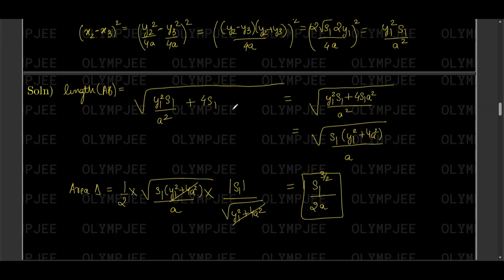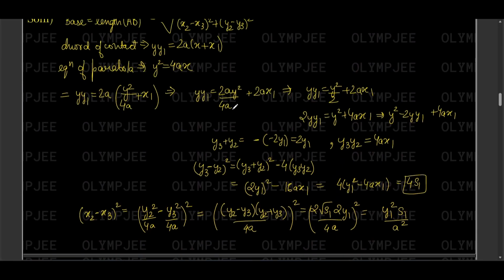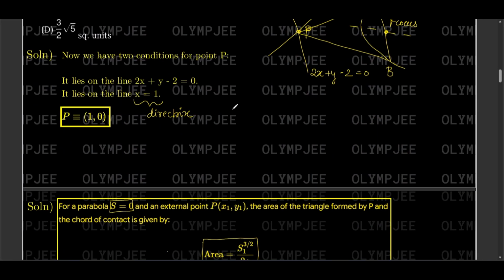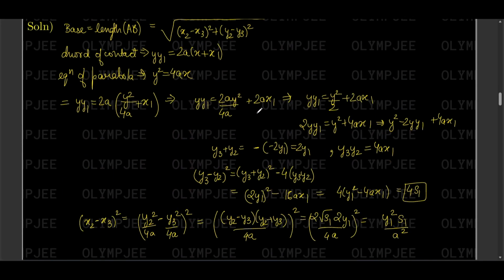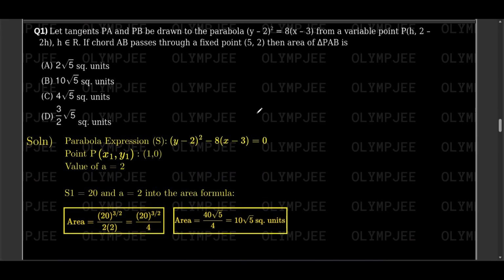So I will be using this formula to find out the area of the triangle PAB. And remember what was S1? S1 is the equation which we obtain on putting the coordinates of P inside the equation of the parabola. So equation of the parabola was this, and if I put P inside this, I will get S1 as 20, and A we already found out was 2. So I will finally get the answer as 10 root 5 square units.